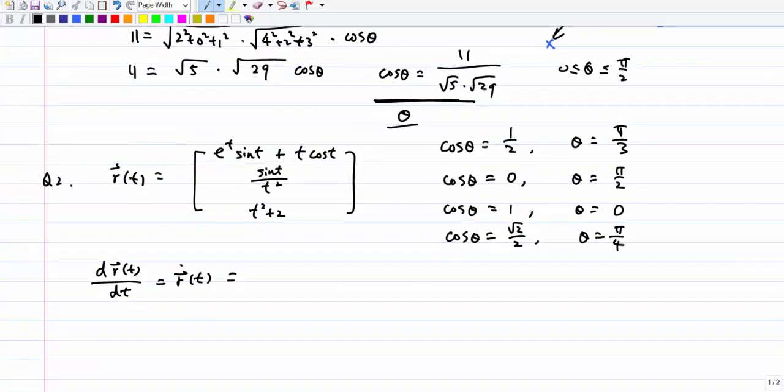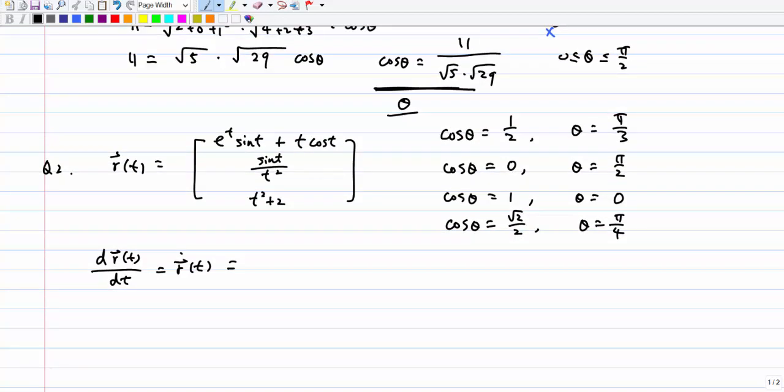The second question is about the computation of the derivatives of a given vector. Given vector r(t) given by: the first entry is e^t sine t plus t cosine t, the second entry is sine t divided by t squared, and the last one is t squared plus 2. So the derivative of r(t), also denoted by r dot of t, is the derivative of each component with respect to t.